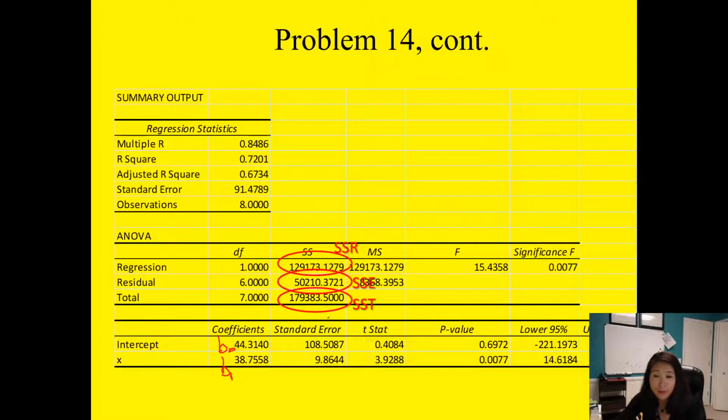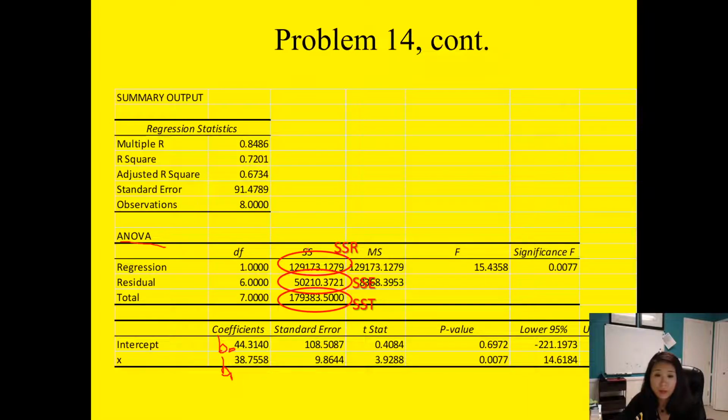First of all, look at the second table. It's called the ANOVA table. Under the ANOVA table, there is one column called SS. Focus on this SS column. There are 3 values. The question is, which one is SSR, SSE, and SST?